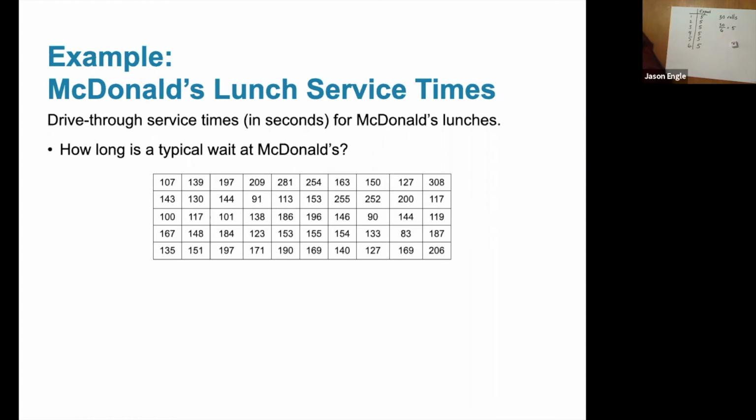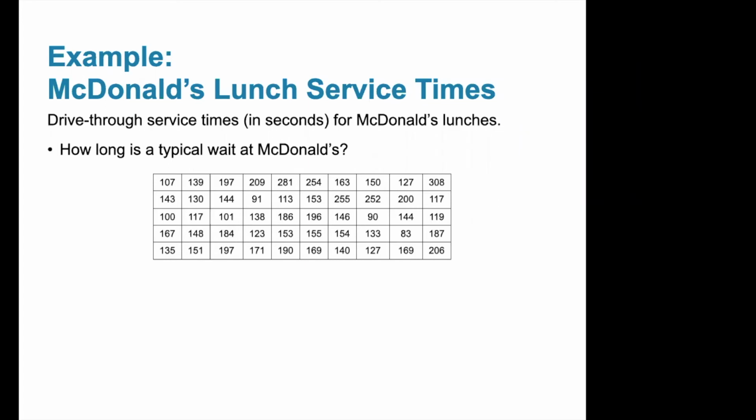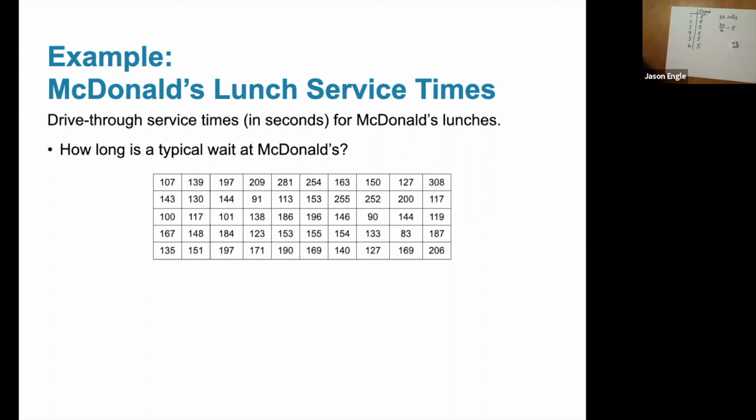That means somebody drove through a McDonald's drive-through at lunchtime, and apparently someone was lurking in the bushes with a stopwatch. From the time they placed their order to when the order was ready, it took 107 seconds, so almost 2 minutes. Somebody else took 139 seconds, or just over 2 minutes, for their order to be filled, and someone else 197, and so on and so forth. I think there's 50 numbers in this list.